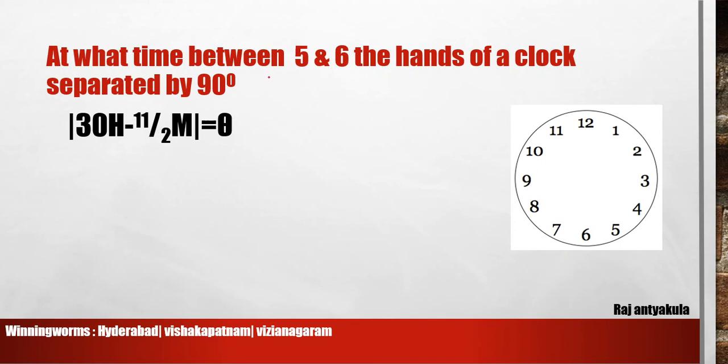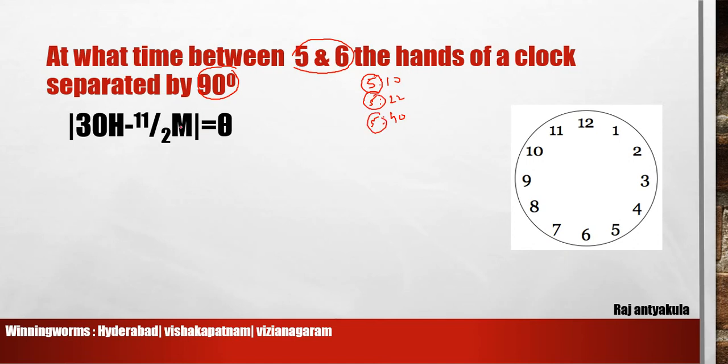Now, at what time between 5 and 6 are the hands of a clock separated by 90 degrees? Here, this is another model. Let us take any random time between 5 and 6, like 5:10, 5:22 or 5:40. If you observe, the h value is constant, 5, and the minute value is changing.